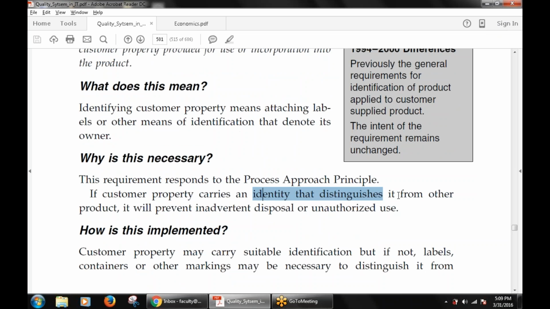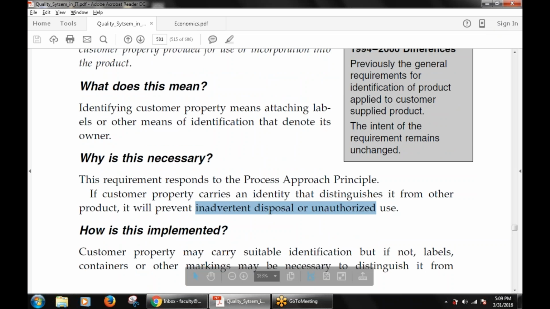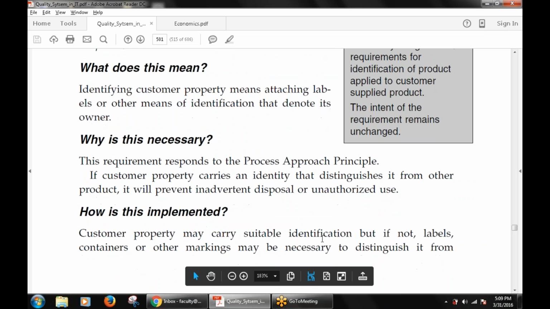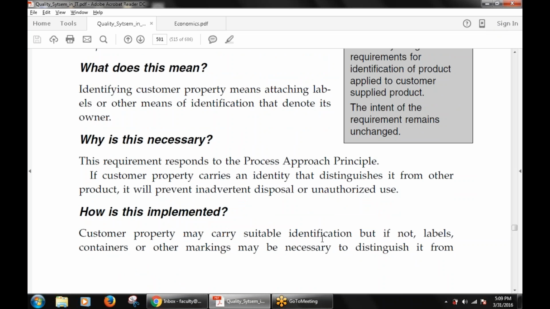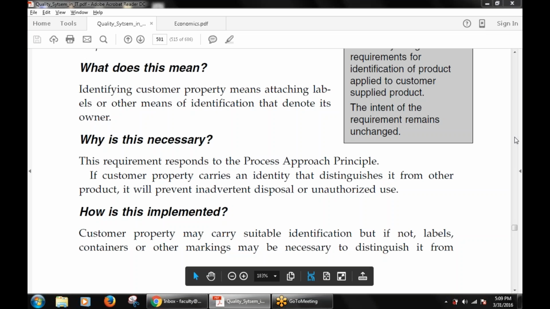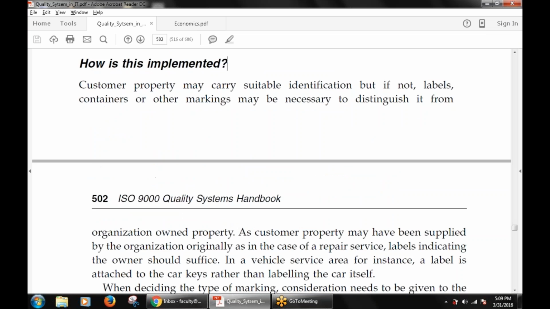The customer property should carry an identity that differentiates it from other products, to prevent inadvertent disposal or unauthorized use. How is it implemented? By using suitable identification, such as labels, containers, or marking. The marking only serves to indicate that it is customer property; attaching the label is how we identify the customer property.